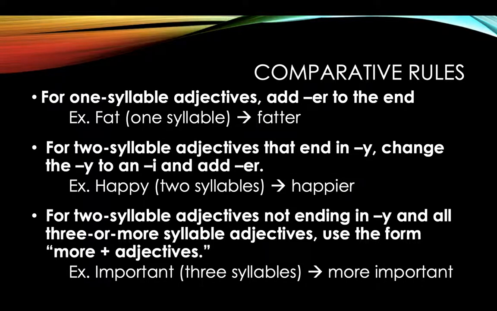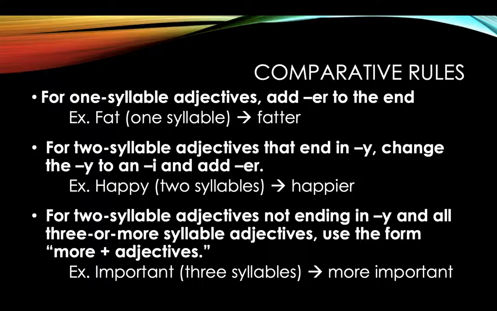So there are some rules, and you don't necessarily have to write all these rules down. I am going to provide you a worksheet when I return that has these rules for you, but still pay close attention. So the comparative rules, the first one is for one syllable adjectives, add ER to the end. So for example, fat. Fat has one syllable, becomes fatter. Notice there are two T's, F-A-T-T-E-R, fatter.